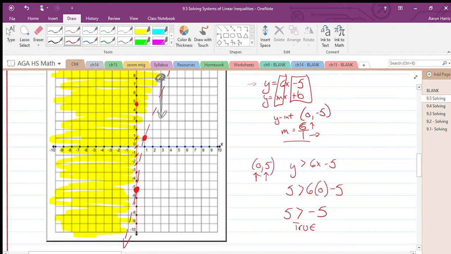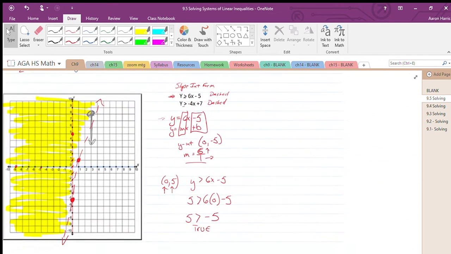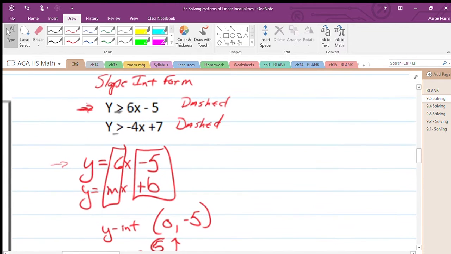And as you can see, all of these points would make it true. Everything that's shaded by the yellow. And that's what an inequality is, okay? But now we're dealing with a system. So what do we have to do? We actually have to do two equations, okay? So let's do this one.